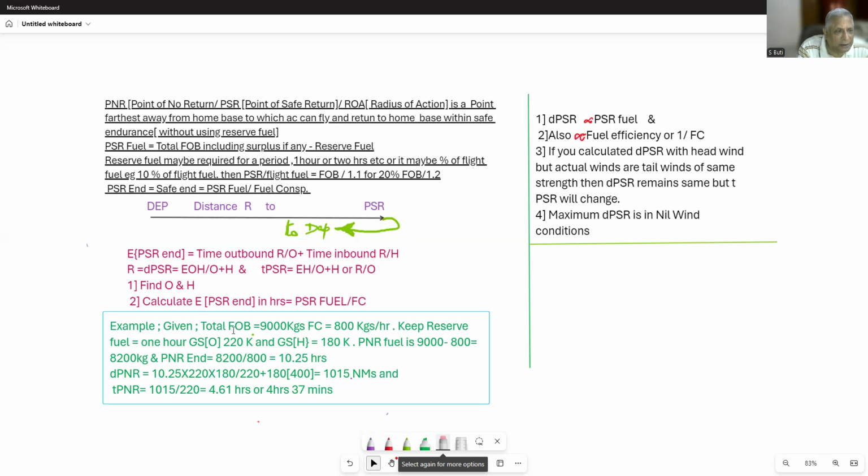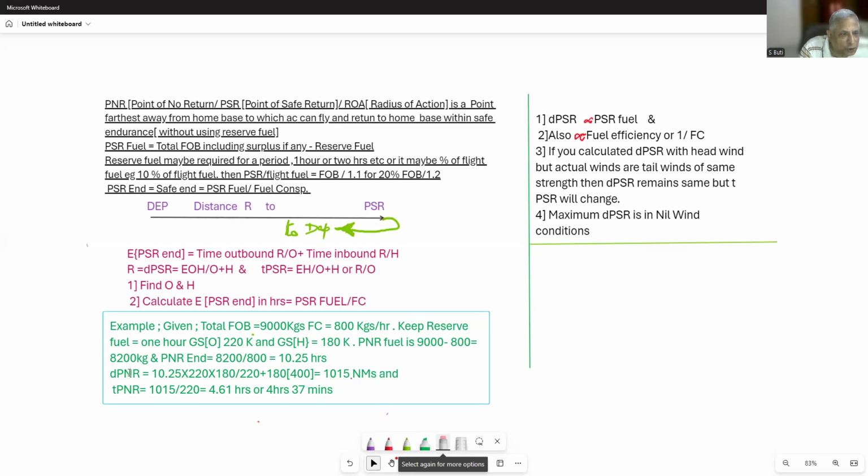Now let's say, for example, total fuel on board is 9,000, fuel consumption is 800 kgs per hour, and you're told to keep a reserve fuel of 1 hour. Okay, so for 1 hour, 800 kg is gone. So my PNR or PSR fuel will be 8,200 kgs. And I have also calculated outbound ground speed and home ground speed. In this question, it is given to you, so that saves my time.